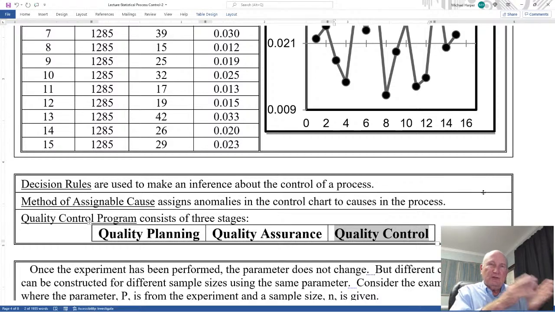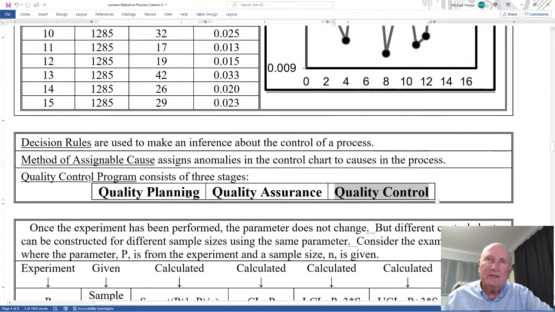You're planning to create the chart, you're assuring your measurements are correct by applying the chart, and then quality control is improving the process by interpreting the chart. And so all 3 of these need to exist.